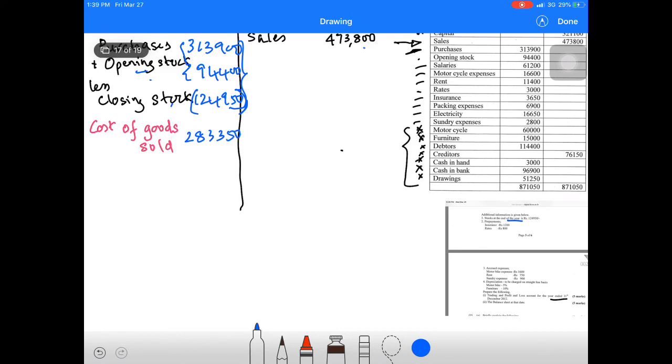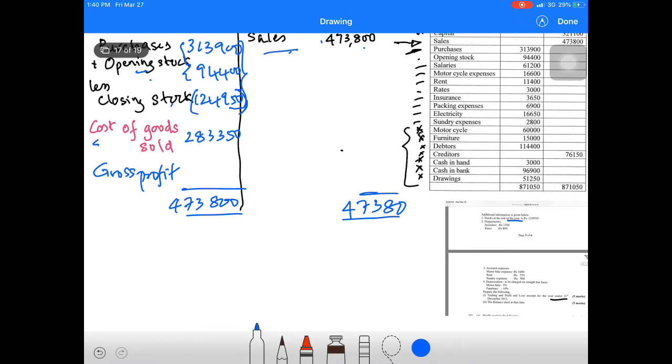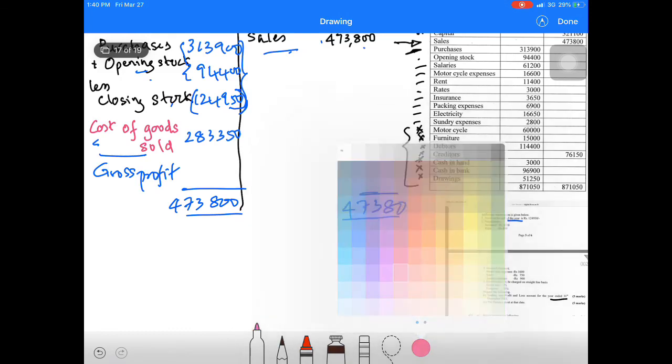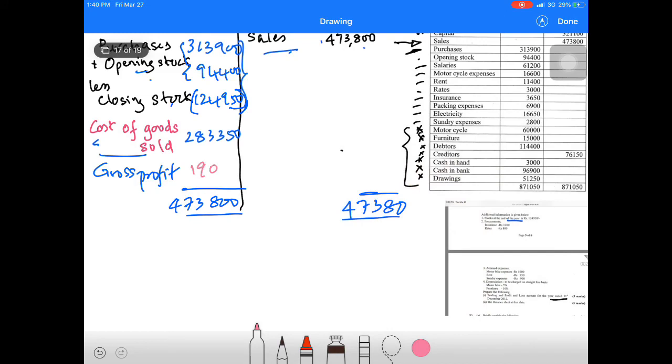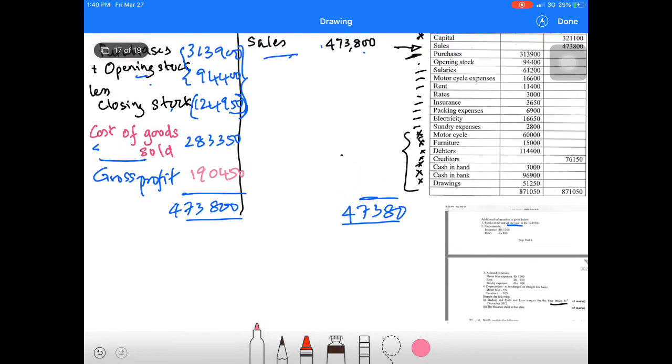Then if we balance it here, total sales is 473,800. It should be balanced here, and this amount is known as the gross profit, that is total sales minus cost of goods. Total sales minus cost of goods, we can get the gross profit as 190,450. Next, we want to find out the net profit.